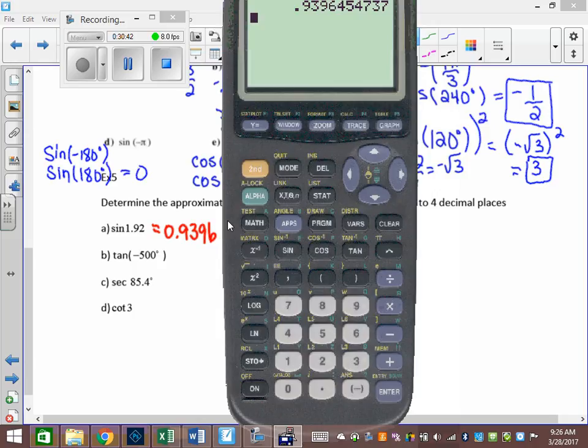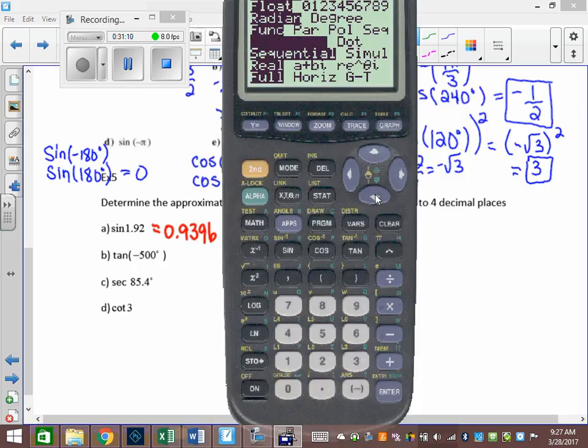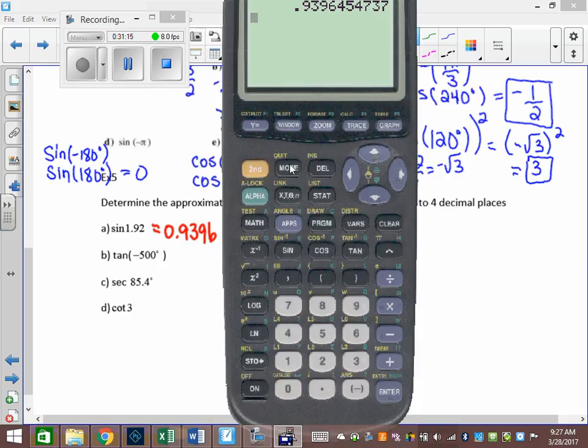Do I need coterminal angles to punch these into your calculator? No. Coterminal angles you need to find a certain thing on your unit circle, but whatever. So I'm going to go tan negative 500 degrees. What if I punch it in right now? I'm going to get an answer. The answer will be completely wrong, but it will be there for you. I'm going to go mode. I'm going to go to degree. I'm going to hit enter, and I'm going to get out of this. I'm going to press tan negative 500.